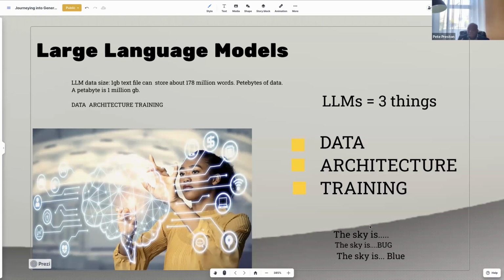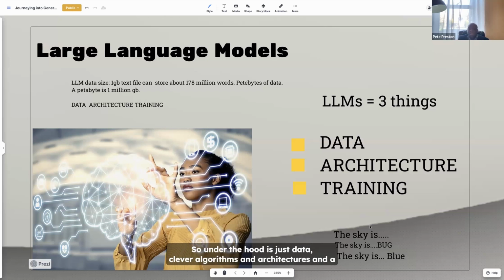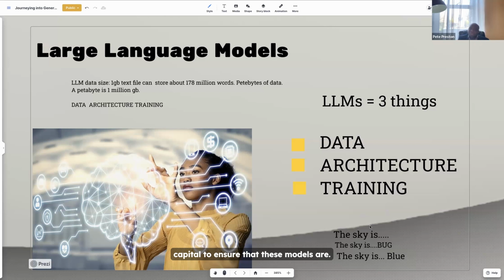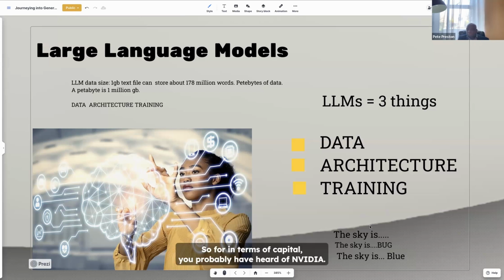Currently, they're actually working on the fact that if you're in the creative field, hallucination is good because it gives you the ability to find new areas that you can work into. So there's that, but the whole idea is that the model is all about training and working accurately. So under the hood is just data, clever algorithms and architectures, and a lot of training using heavy GPUs and a lot of capital to ensure that these models work. So in terms of capital, you have probably heard of NVIDIA.